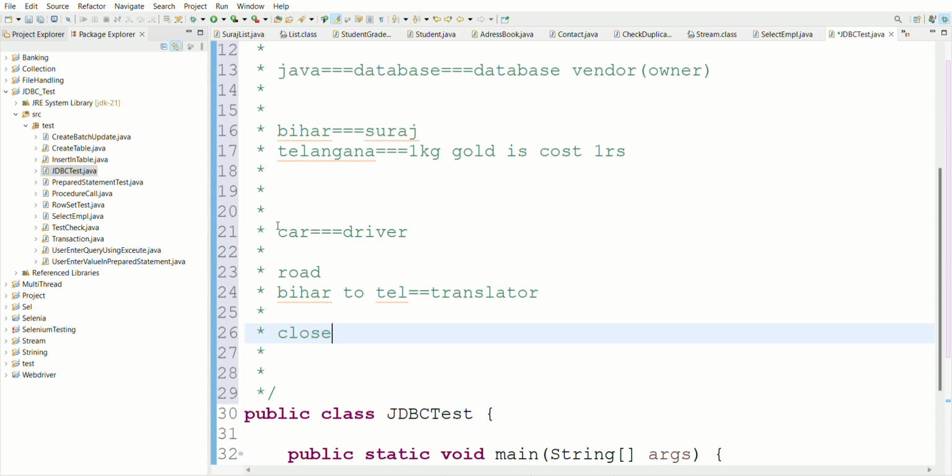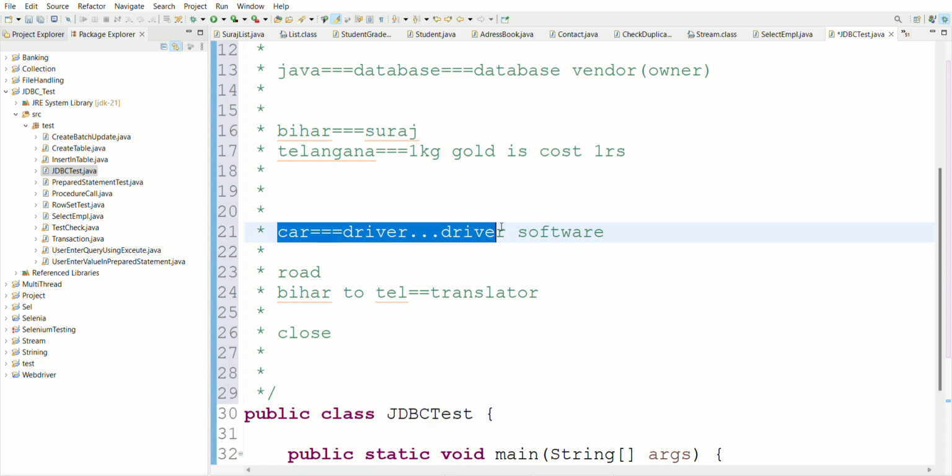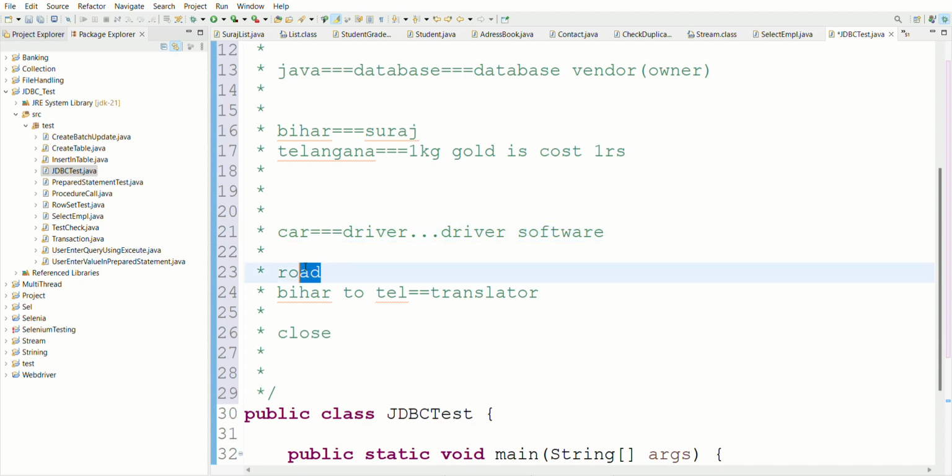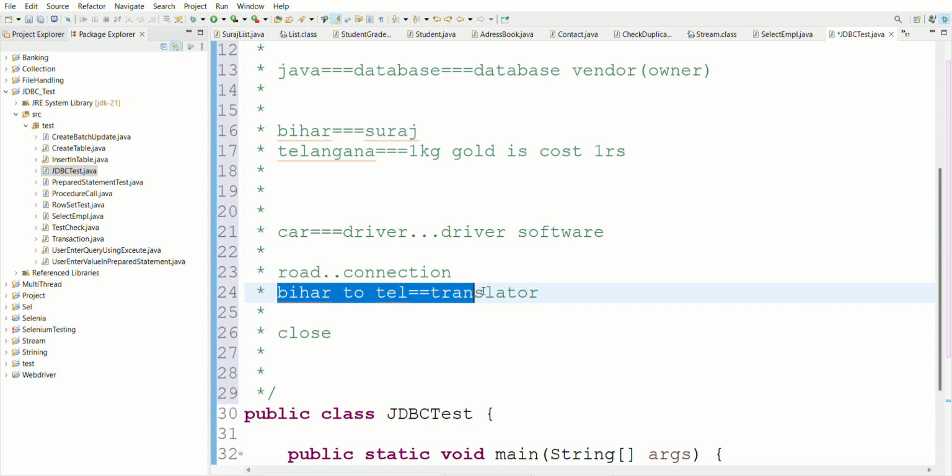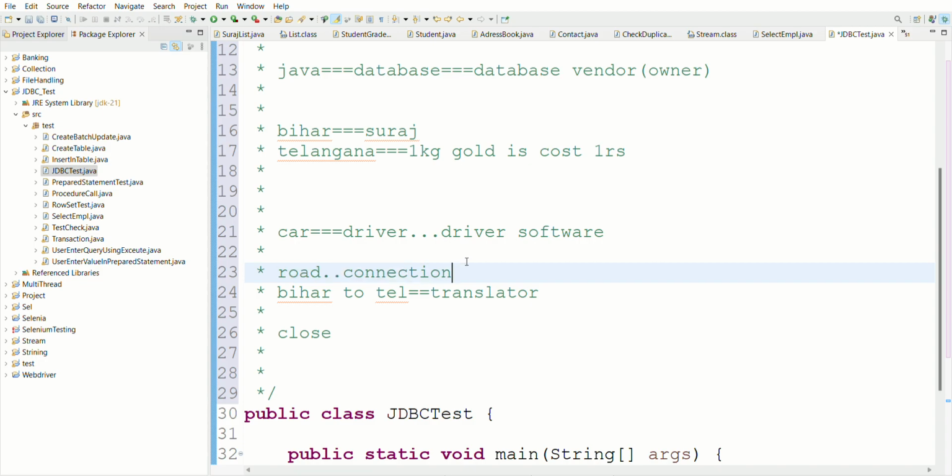In this story the car driver is known as the driver software, which drives our Java application. It means we need a driver so that we can run our Java application to the database. When we want to reach from the Java application to the database, we need a road. That road is the connection. Without a road you can't reach your destination, and here the road is the connection. Got it?